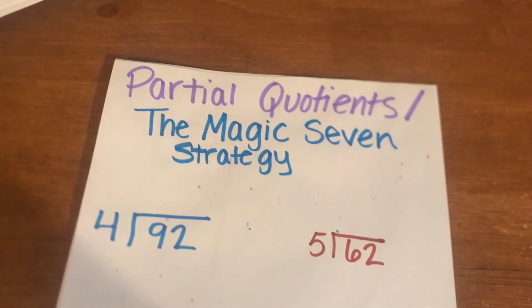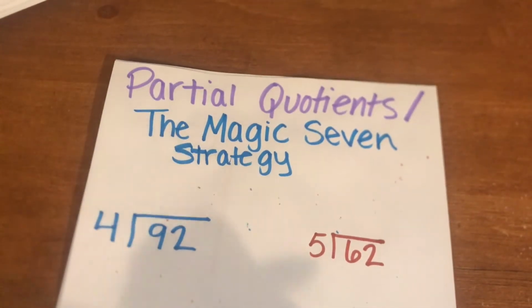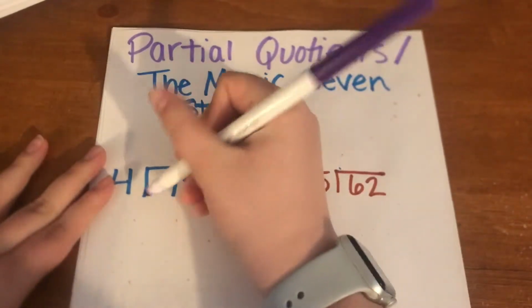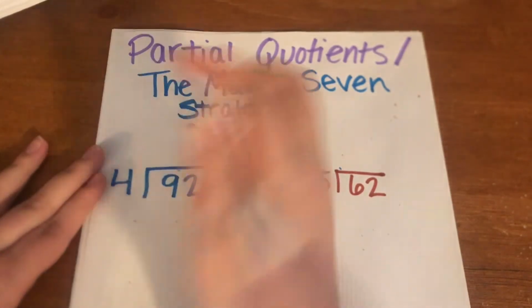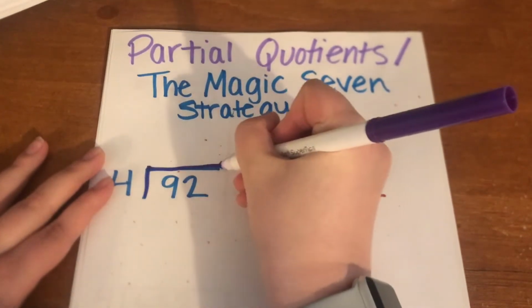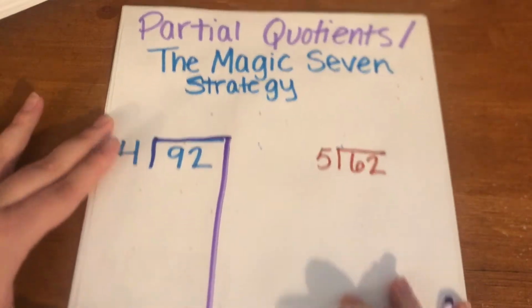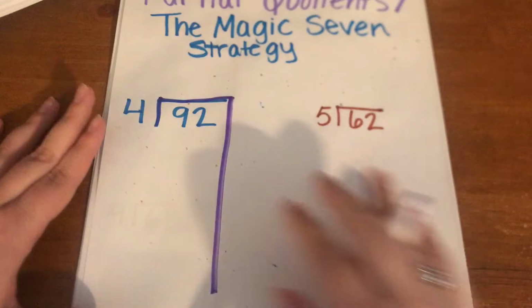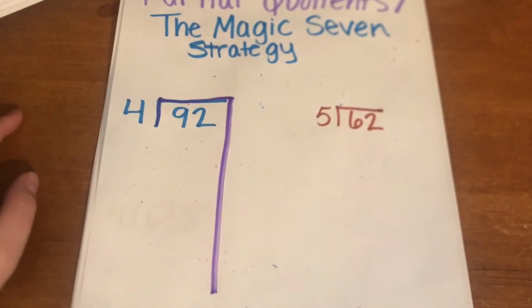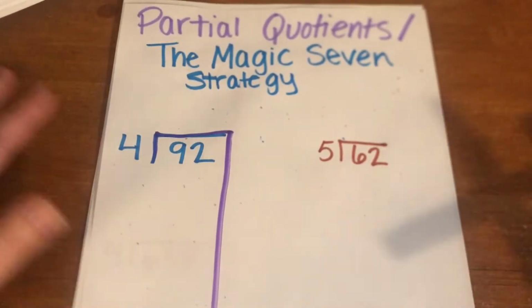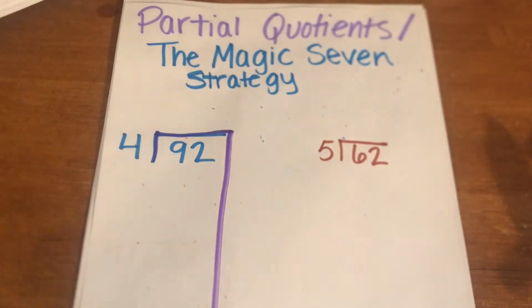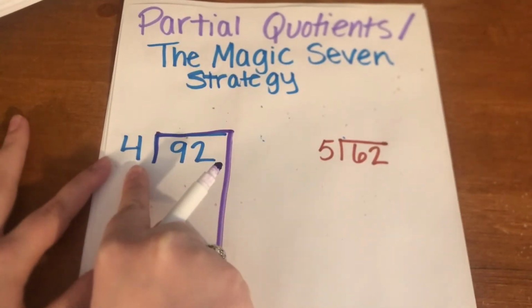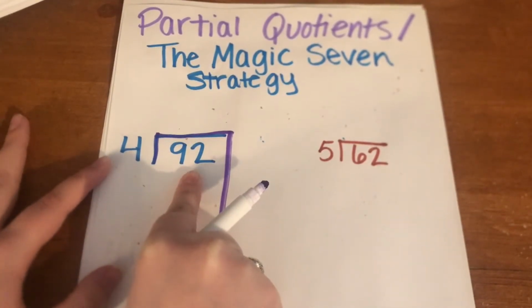You might also hear it be called the Big 7 or even the Hangman strategy, and that's because we turn this division symbol into what looks like a Big 7, a Magic 7 if you will, and I'll show you how we're going to use this. So because division is all about how to put things into groups, into multiple groups, we're trying to see how many groups of 4 fit into the number 92.